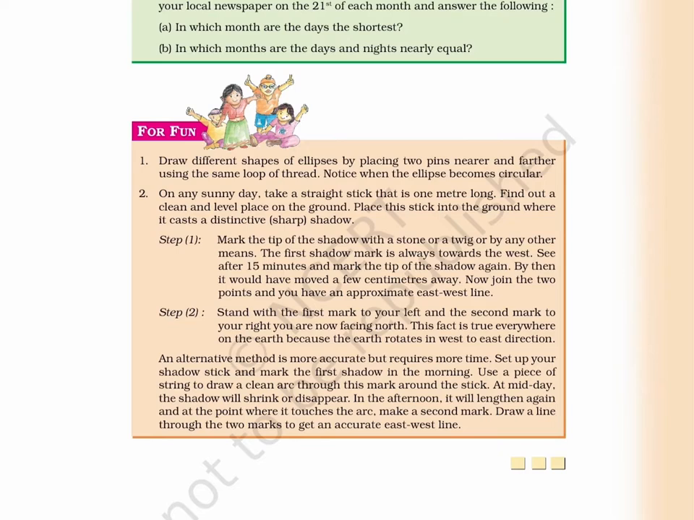This fact is true everywhere on the earth because the earth rotates in west to east direction. An alternative method is more accurate but requires more time. Set up your shadow stick and mark the first shadow in the morning. Use a piece of string to draw a clean arc through this mark around the stick. At midday, the shadow will shrink or disappear. In the afternoon, it will lengthen again, and at the point where it touches the arc, make a second mark. Draw a line through the 2 marks to get an accurate east-west line.